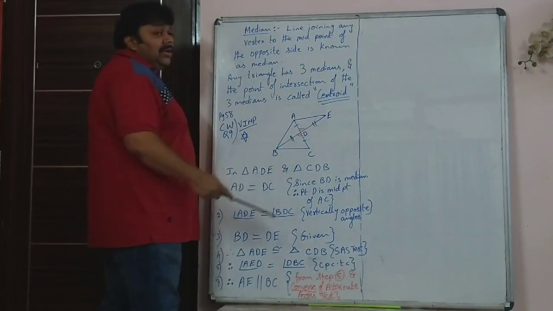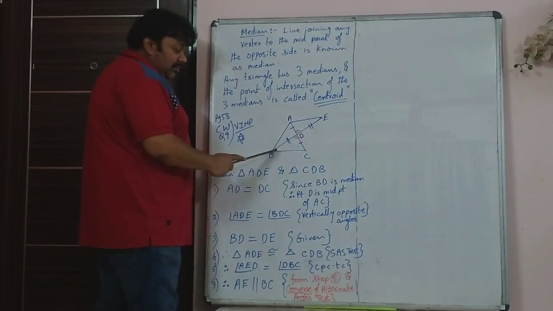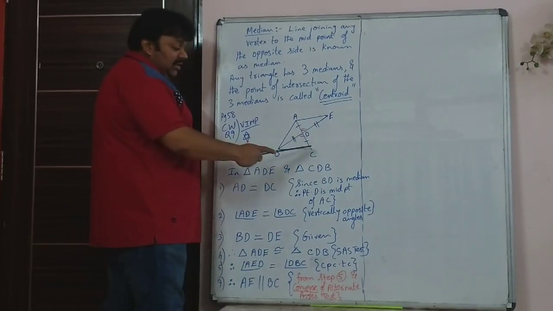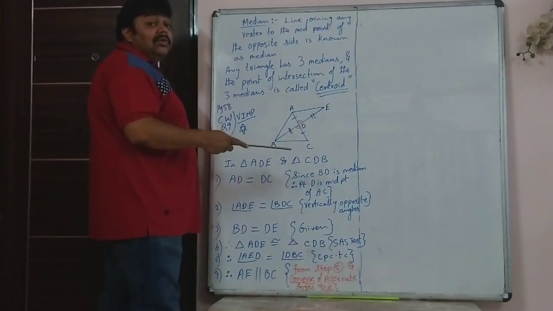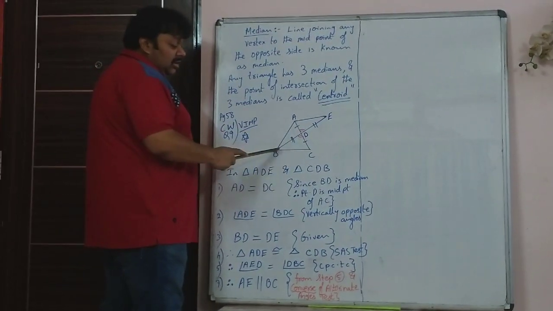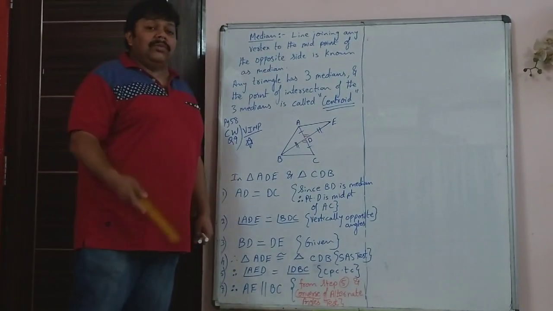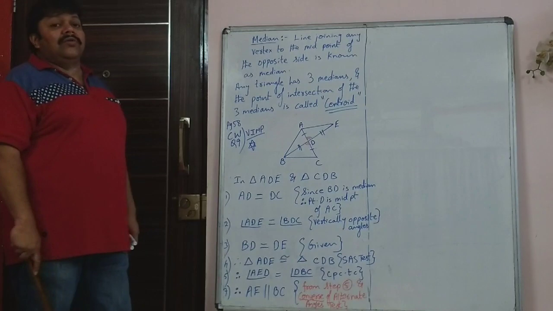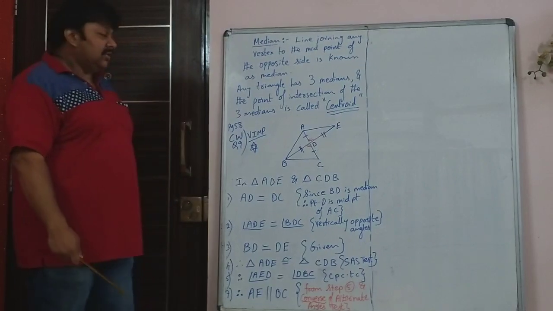And in a triangle, how many medians can you have? You can have one from A to the midpoint of BC, from B to the midpoint of AC, and a third from C to the midpoint of AB. So there can be a maximum of 3 medians in a triangle. Any triangle will have 3 medians, from each vertex to the midpoint of the opposite side. And the point of intersection of all 3 medians is called the centroid. It is also the center of gravity of that triangle. You will learn that in 10th standard physics.